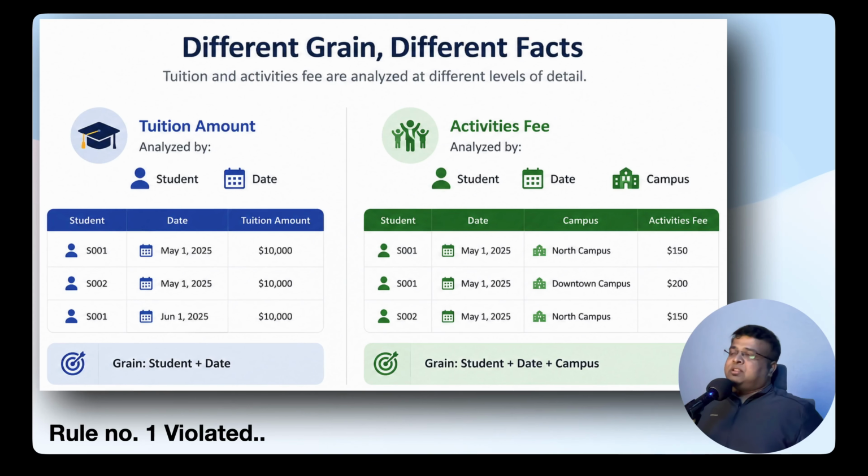That means the two facts are no longer available at the same level of detail, and the moment the grain changes, rule number 1 is violated. So even if both facts are related to billing, they should not be stored together because one fact exists at a higher level of detail than the other one.